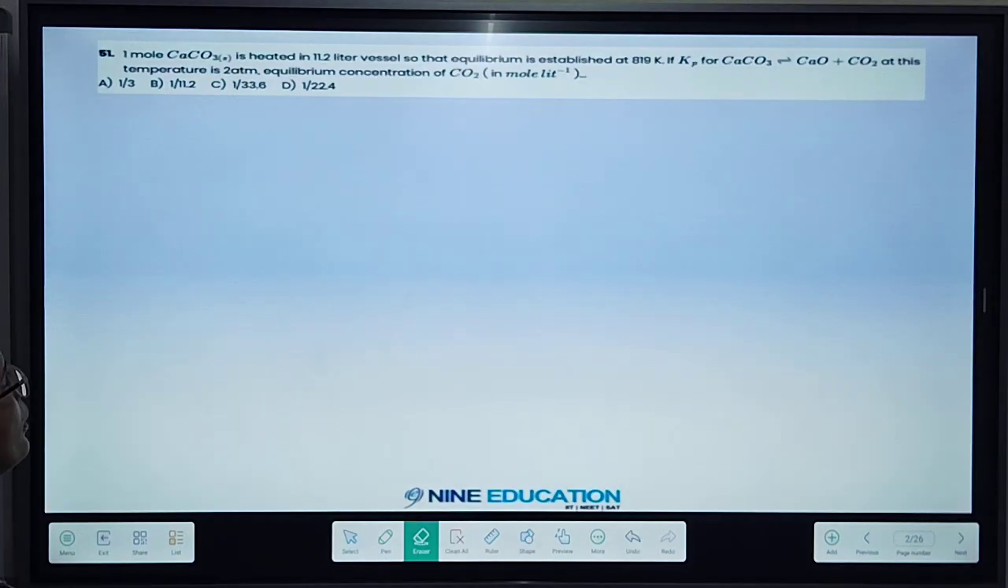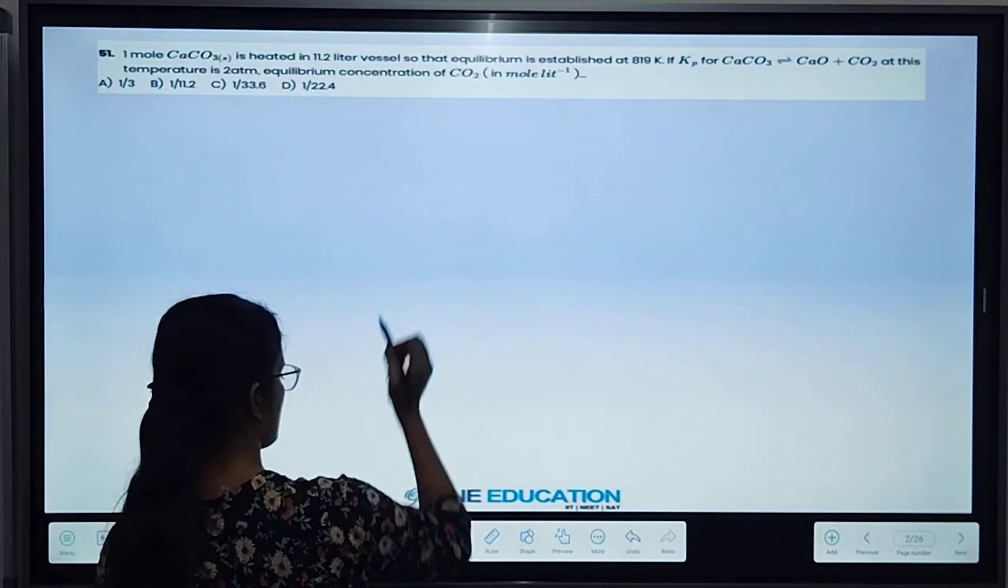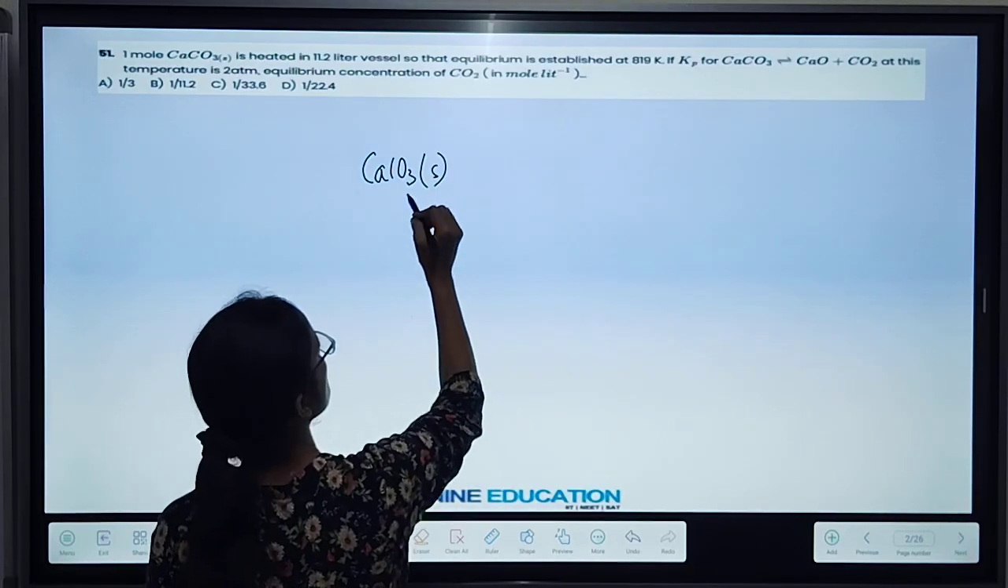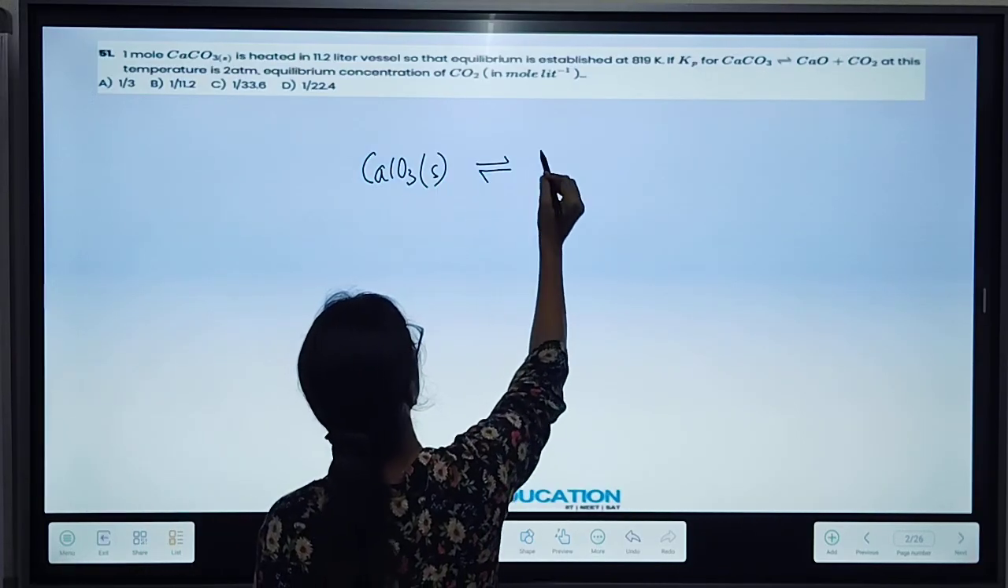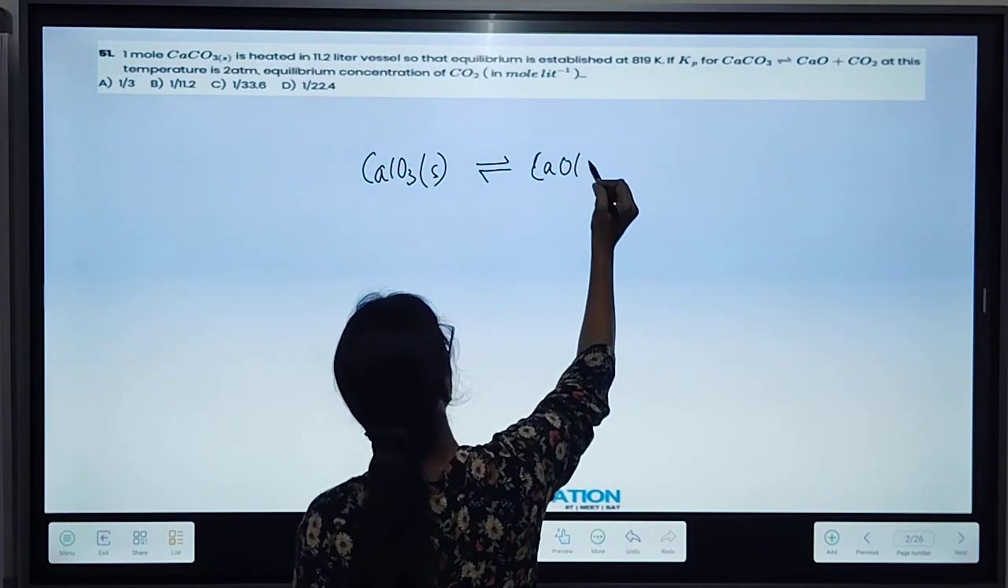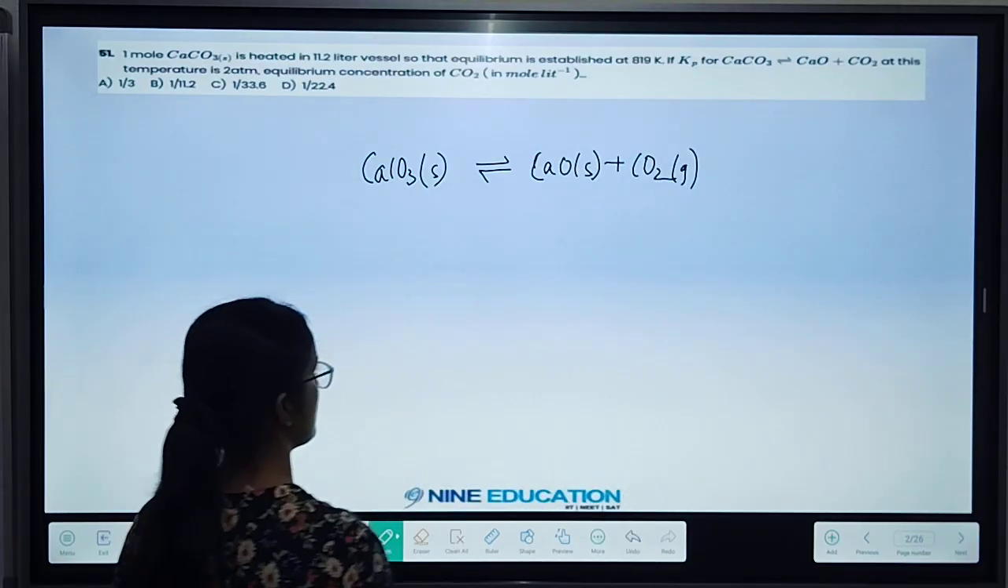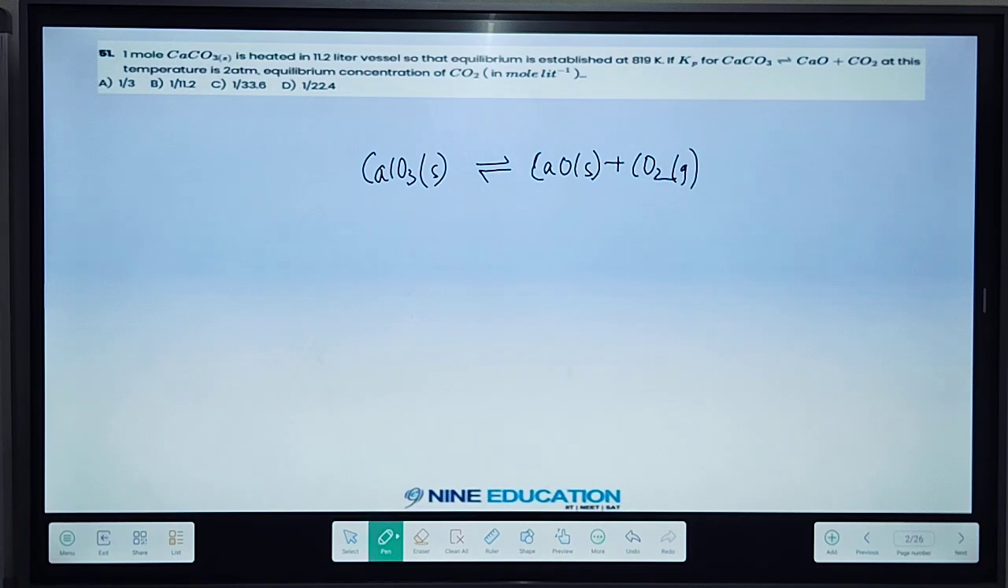We are talking about 1 mole CaCO3 and it is giving us a reaction which is CaCO3, a solid. It is giving us what? CaO solid, and along with that what will we have? We will have CO2 gas. Now the other data which is provided is the equilibrium constant, right? Kp for this reaction is given.